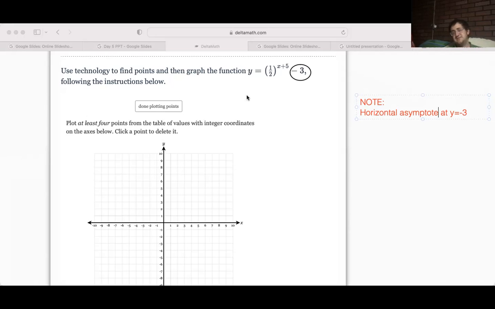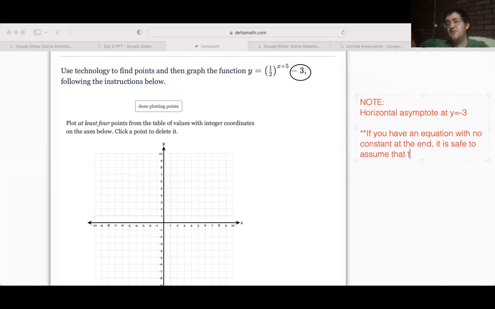Also, if you have an equation without a constant at the end, it is safe to assume that the horizontal asymptote is 0. So we're going to have to do our due diligence here and use our calculator to plug things in.